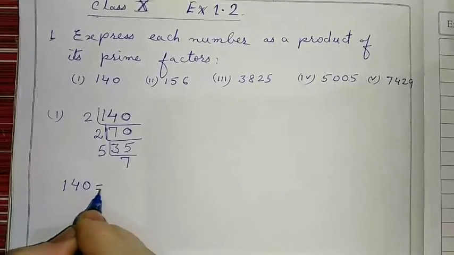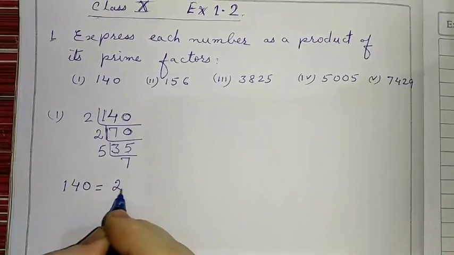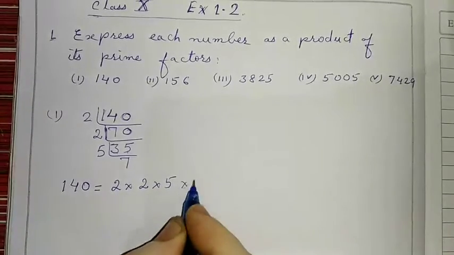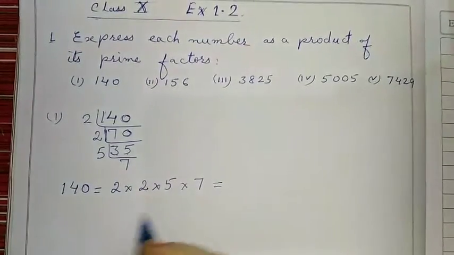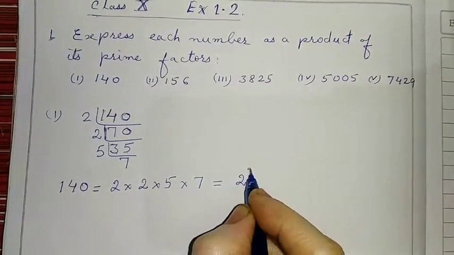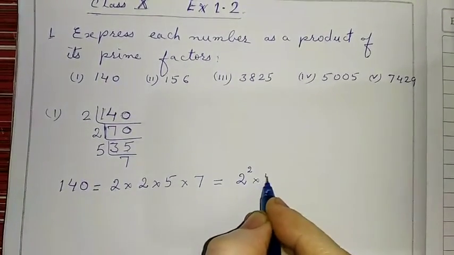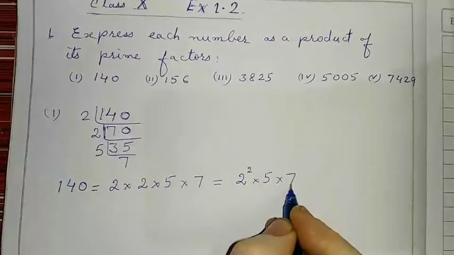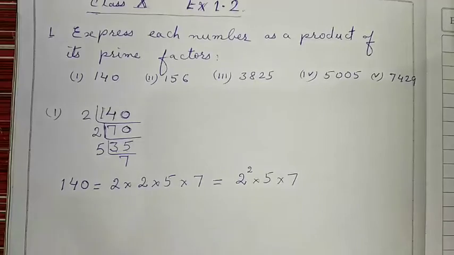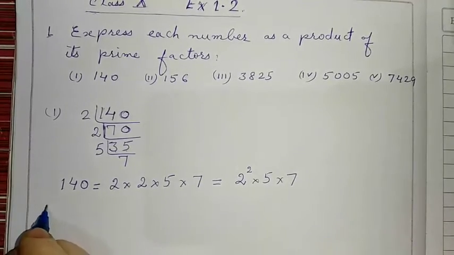Then what is the prime factorization? 140 is equal to 2 into 2 into 5 into 7. Then you can write in this way: 2 into 2 is 2 to the power 2, into 5 into 7. This is the product of prime factors. Now solve the second question.